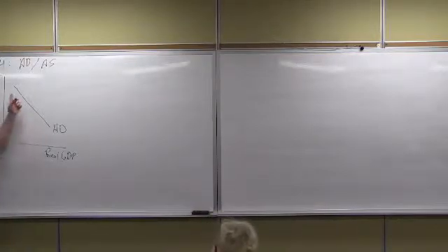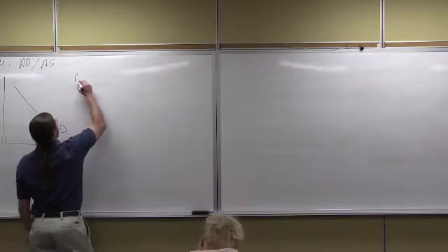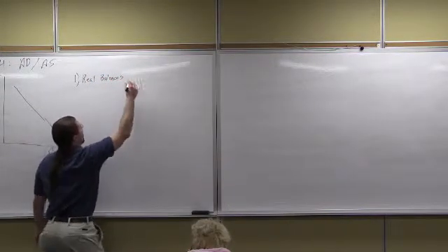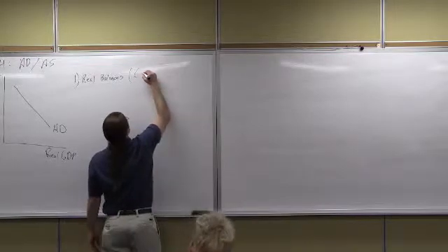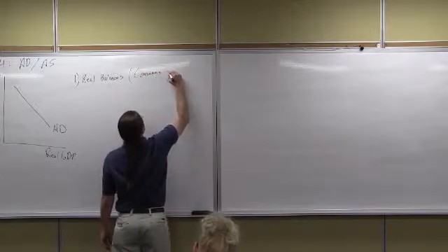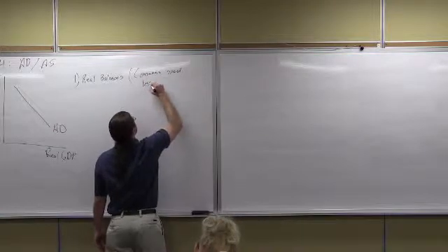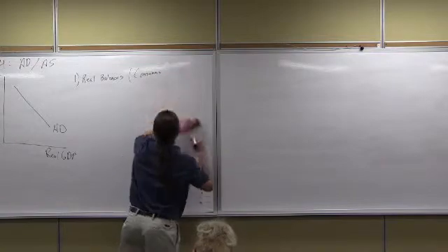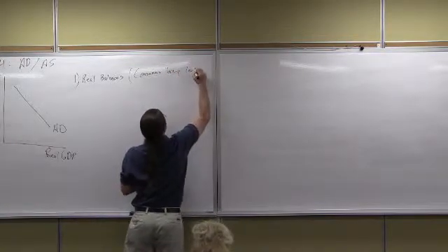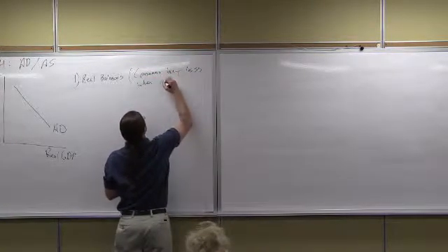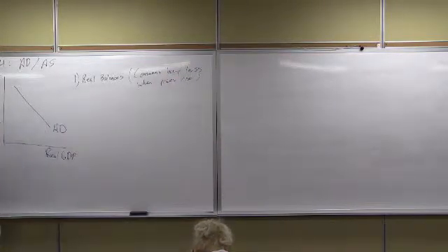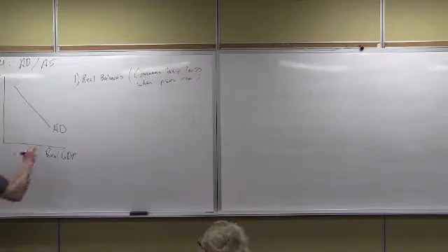Alright? Again, why is it downward sloping? What are our three effects? CPI rises, real GDP falls. Right, real balances effect, or consumers spend less, not spend less, but buy less when prices rise. Again, assuming that our incomes are relatively fixed.